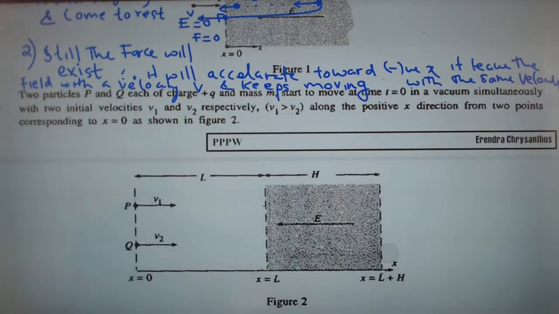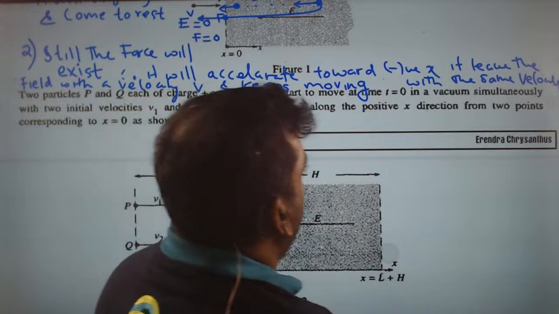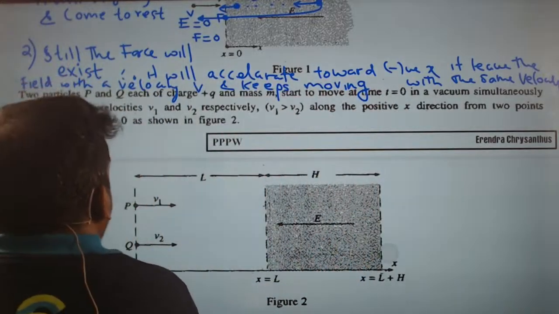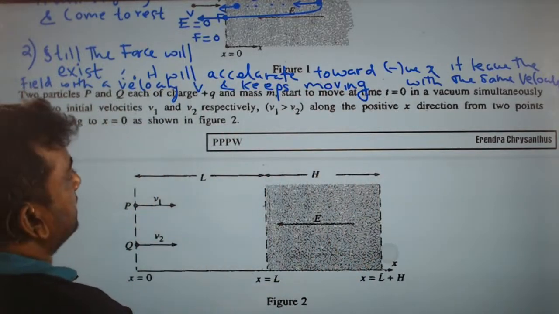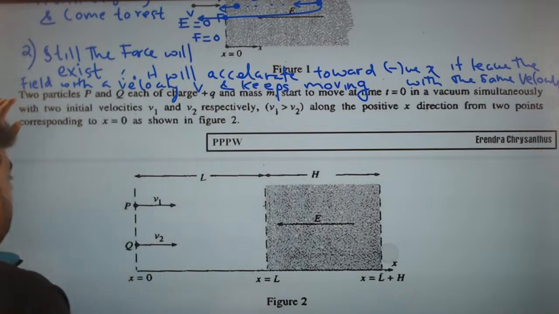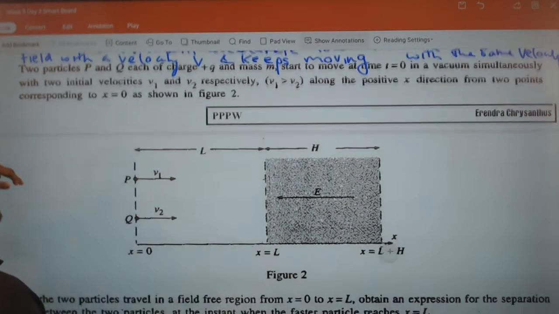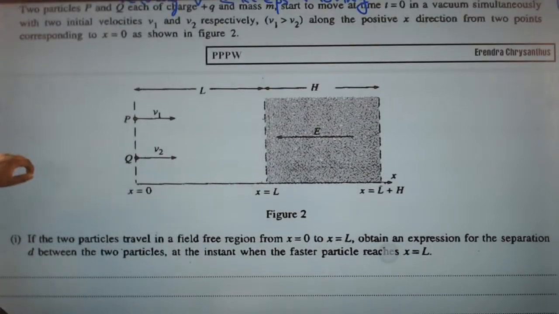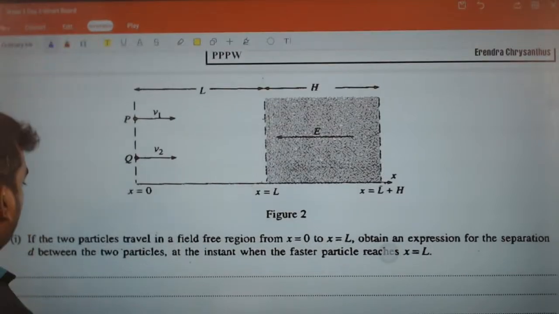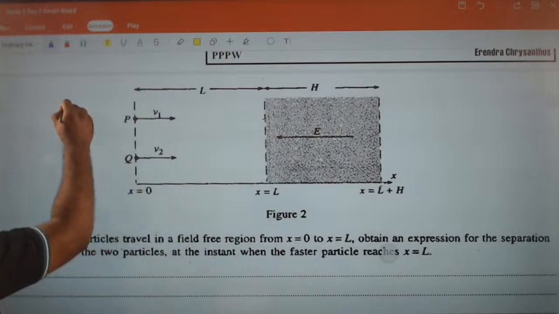Two particles P and Q, each having charge plus Q and mass m, start moving at t equal to 0 in a vacuum simultaneously. V1 is larger than V2, so this travels faster. If two particles travel in the field-free region, obtain an expression for the separation d between the two particles at the instant the faster particle reaches L. So V1 is larger.